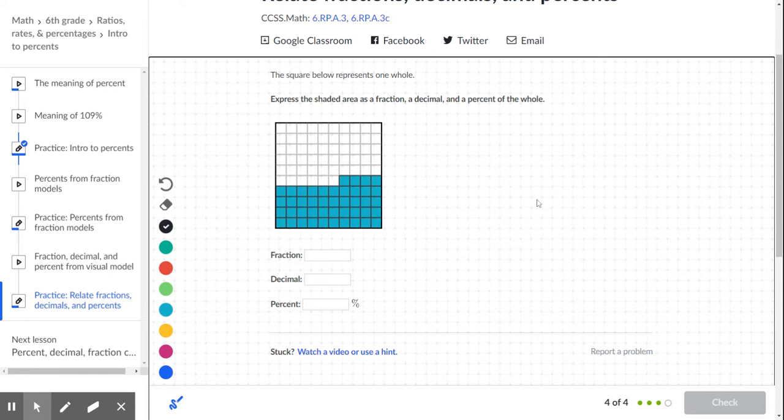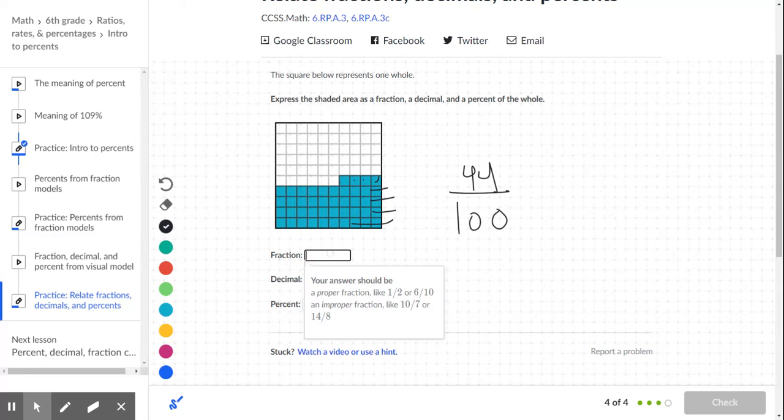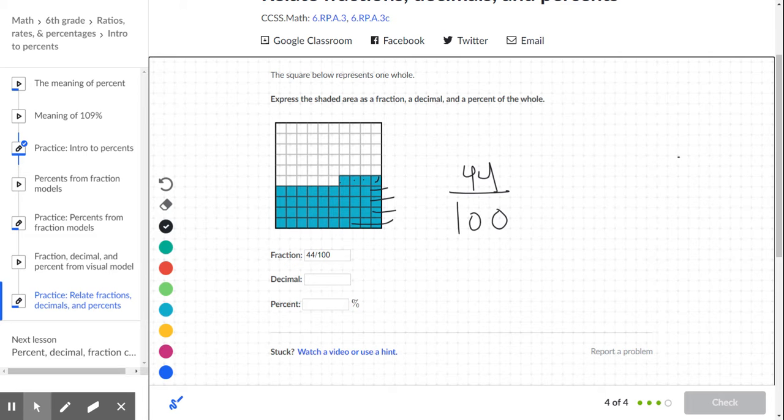This one is 100 pieces total. Out of those 100 pieces, 10, 20, 30, 40, 41, 42, 43, 44 of them are shaded. So my fraction is 44 over 100. Because it's already over 100, my denominator is already 100. So I know that my percent is 44%.